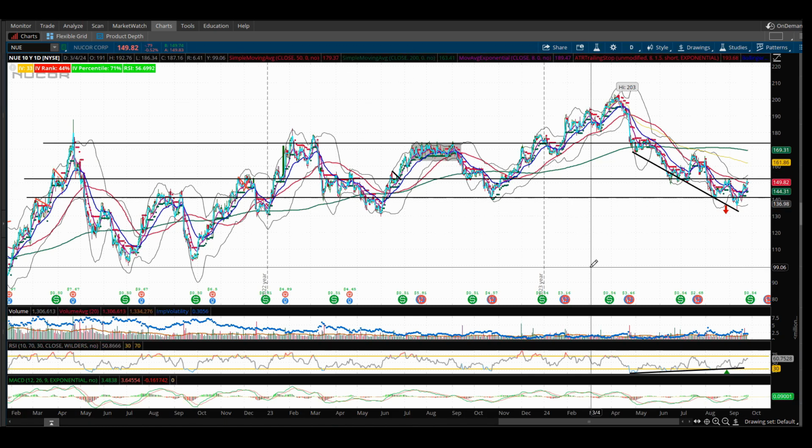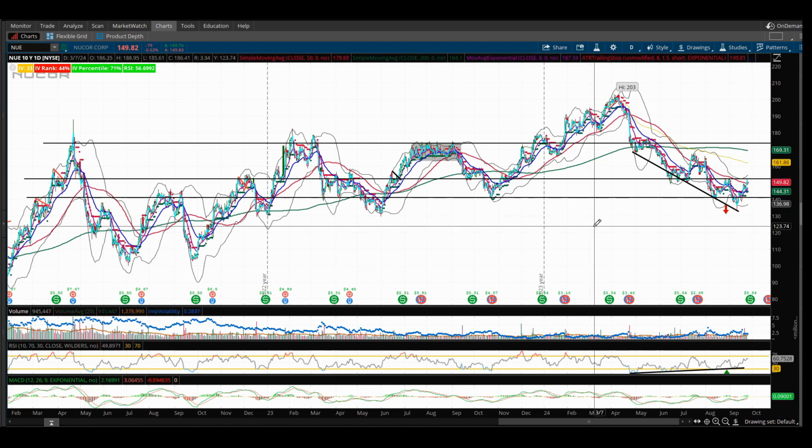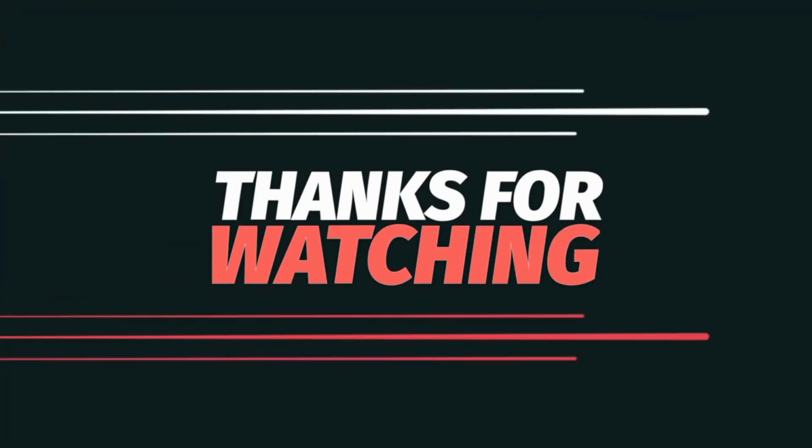So when you zoom out on a chart like this, you can really see what the important numbers are. Like I said, that 140, 141 level and the 152.50 are two very critical levels for this stock. Those are the levels you want to watch for, either a break below or a break above, and that'll help you trade this stock. So there you have it. That's how I'm trading Nucor.